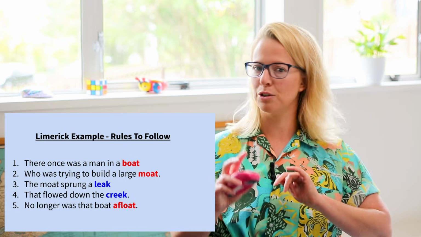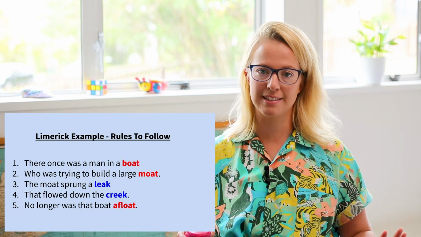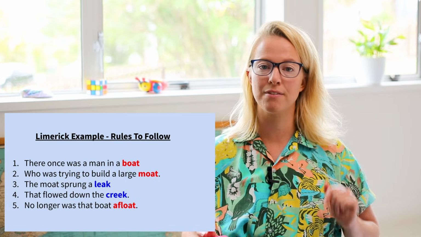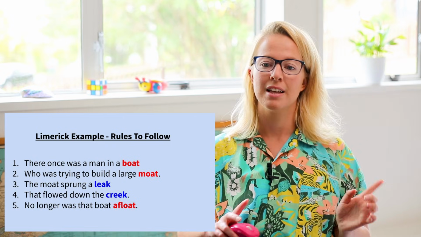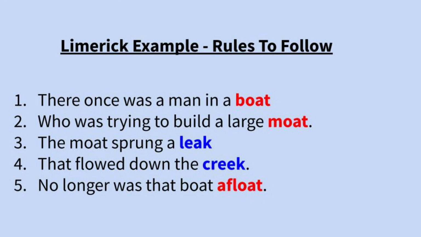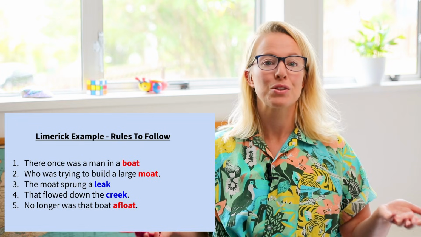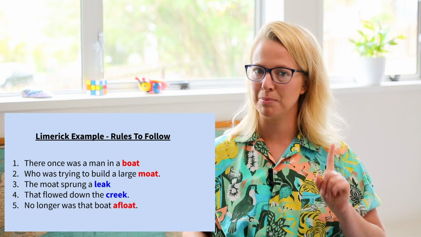So let's look at that a little bit closer. As you can see in this example, we're going to look at line 1, 2 and 5 and check that they all end with a similar rhyming word. So we have the word boat and moat for line 1 and 2, and line 5 has to rhyme with those words as well, and it is afloat. So perfect, line 1, 2 and 5 all end with a similar rhyming word. Now line 3 and 4 have to rhyme together but different to the other lines. So those words are leak and creek. So perfect, we've got our rhyming words in the correct places.